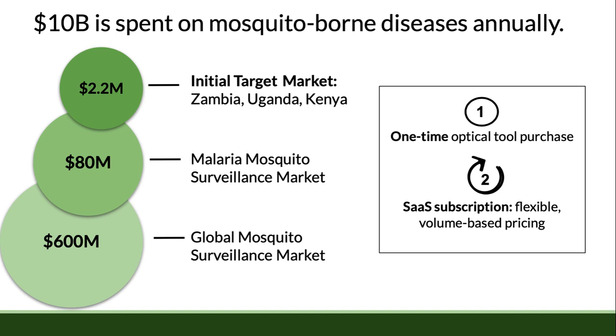So what's the mosquito surveillance market like? Well, we estimate the global surveillance market to be about $600 million. Our target market is in Zambia, Uganda, and Kenya because those are where our strongest connections are. How will we tap into this market? Well, there's a one-time optical tool purchase. We expect sites to purchase 1 to 3 per site, depending on the number of field workers that they have. And then there's an ongoing software subscription to be able to use our algorithm.